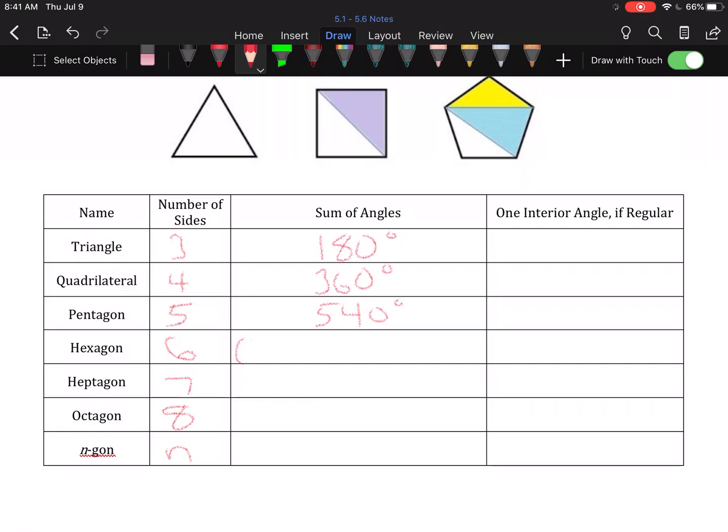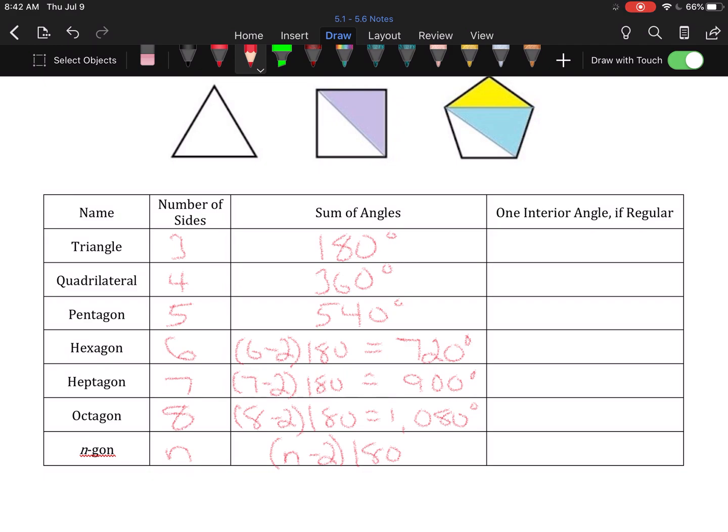For the hexagon, we would do 6 minus 2 times 180, and that is 720 degrees. For a heptagon, we would do 7 minus 2 times 180. That is 900 degrees. And for an octagon, we would do 8 minus 2 times 180, which is 1080 degrees. For an unknown polygon of n sides, it's just n minus 2 times 180.